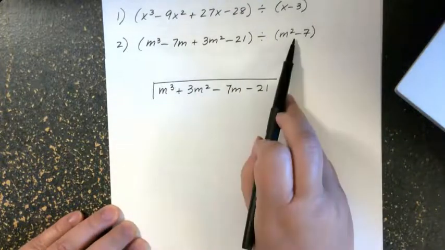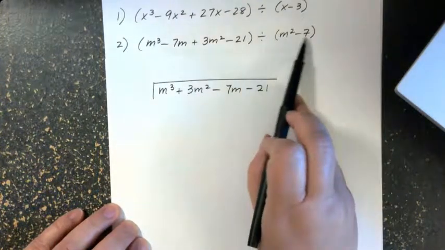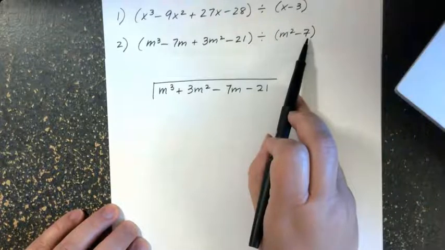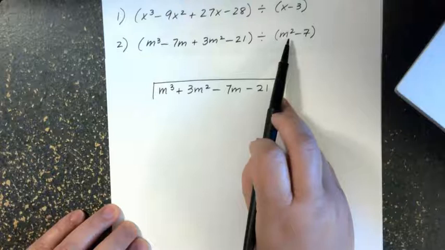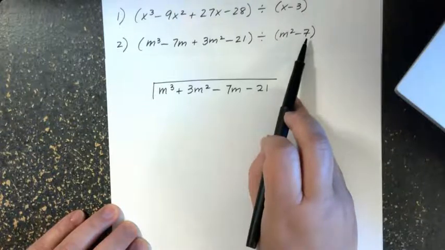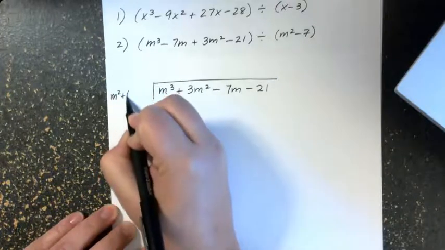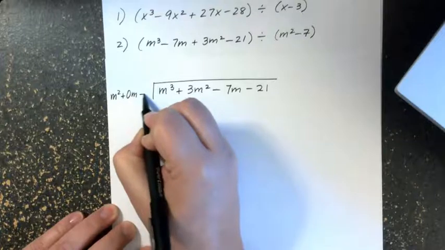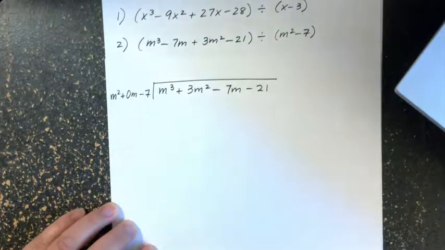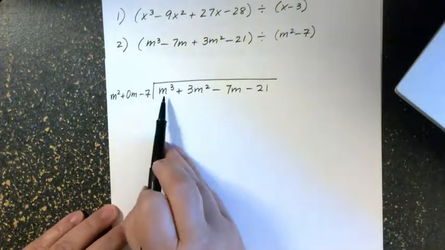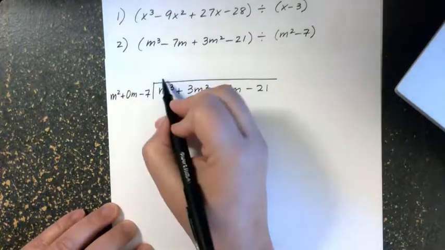Now this time I'm dividing by m squared minus 7. So I need to actually have a placeholder there, because there's an m squared, there's not an m to the first, and then there's an m to the 0 for a constant term. So I'm going to go ahead and say m squared plus 0m minus 7 when I write that out here. All right, ready to go. m squared times what equals m cubed? Well, that would be m.